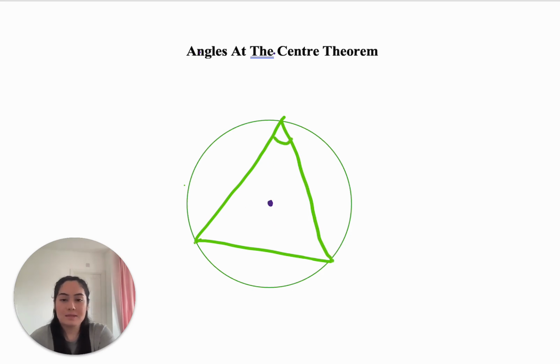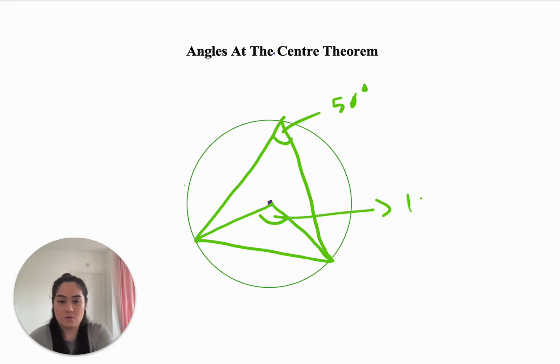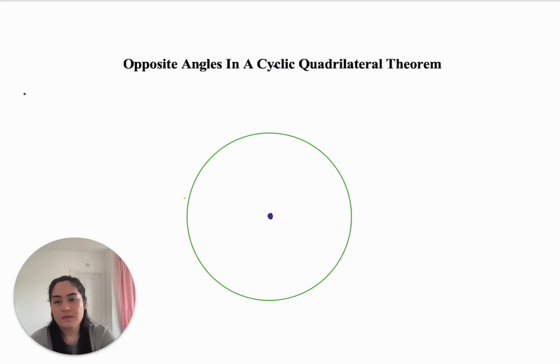The next theorem, if we draw a chord and create an angle at the circumference, and then using the same chord, we draw another angle at the center rather than the circumference, the angle at the center will always be twice the angle at the circumference. So let's say this is 50 degrees, then the angle in the center is always going to be 100 degrees. Or we can say it the other way around, the angle at the circumference will always be half the angle at the center.